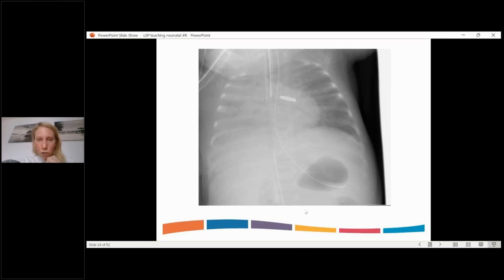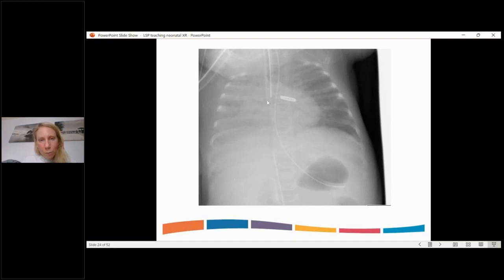If you were the registrar on call for this baby, you've been asked to review them because of increasing oxygen requirement, and that's the X-ray you get. What do you think? So we've got lots of votes for collapse consolidation on the right, and we've also got small lungs, abdominal distension, and paucity of gas. Yeah, so if we have a look, this is the ET tube.